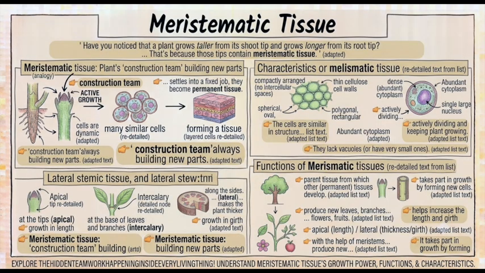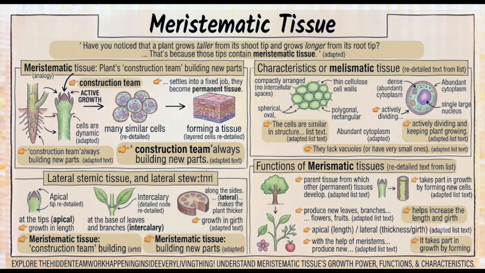Meristematic tissue. Have you noticed that a plant grows taller from its shoot tip and grows longer from its root tip? That's because the tips contain meristematic tissue. The cells have one special power. They keep dividing to make new cells. That's how a plant grows. Think of it like this. Meristematic tissue is the plant's construction team, always building new parts.